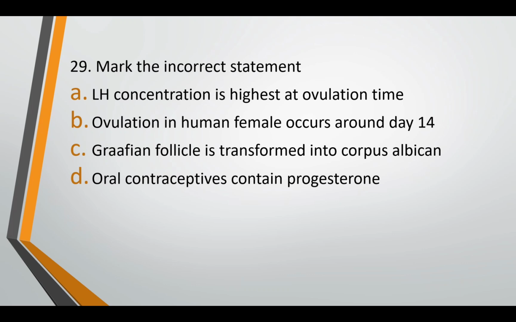Mark the incorrect statement. LH concentration is highest at ovulation time. Ovulation in human female occurs around day 14th. Graafian follicle is transformed into corpus albicans. Oral contraceptives contain progesterone. Out of these 4 statements, one statement is incorrect. You have to mark which one is incorrect. Correct answer is option C is incorrect. Graafian follicle is transformed into corpus luteum and not corpus albicans.